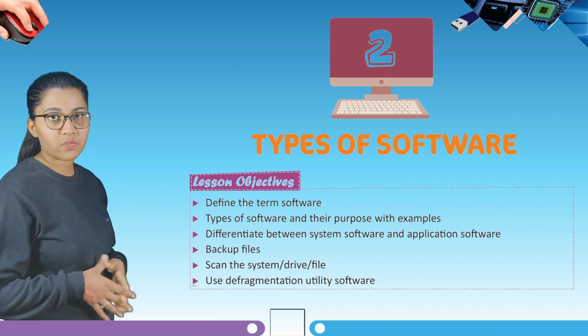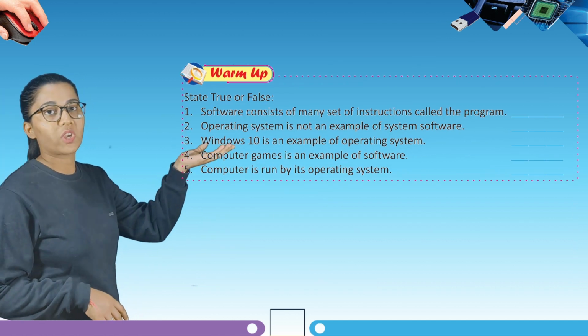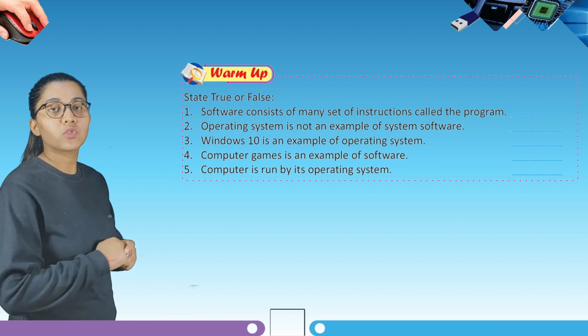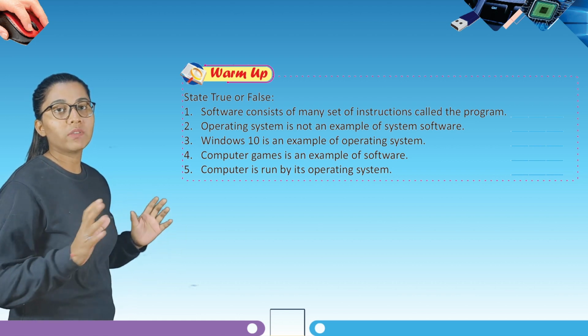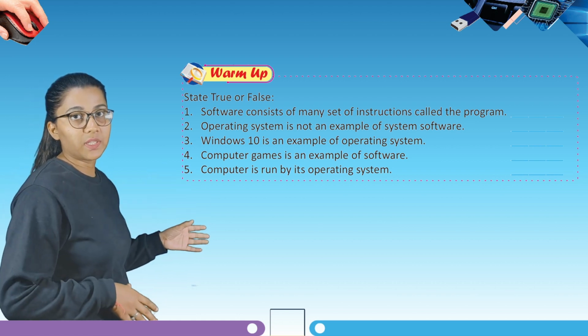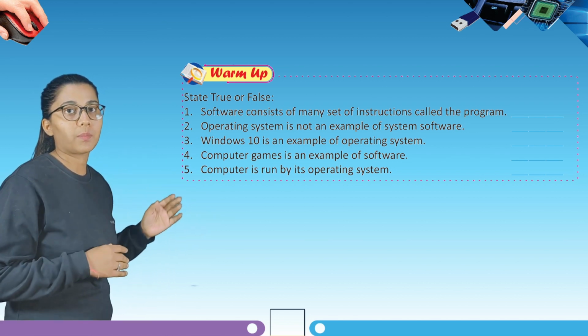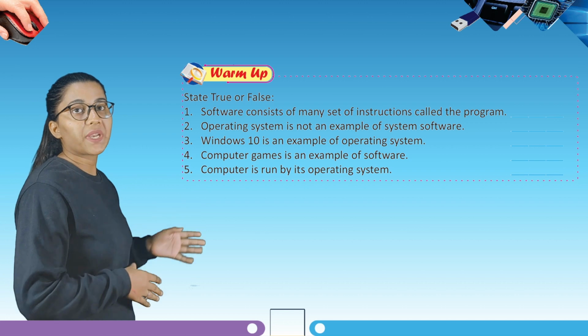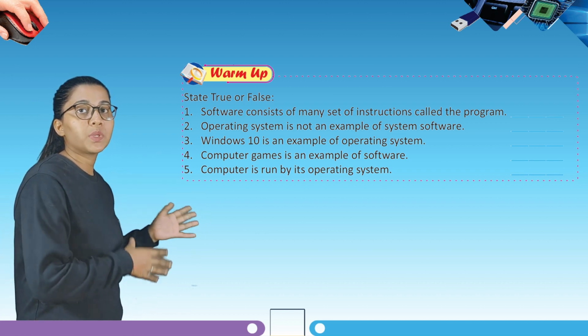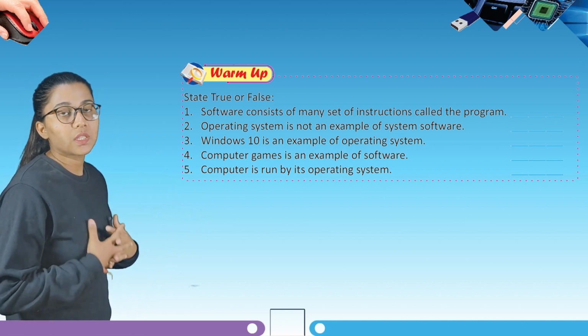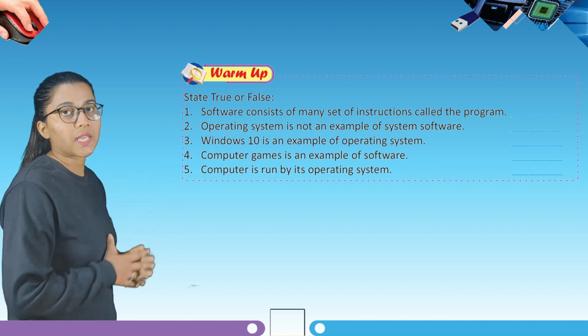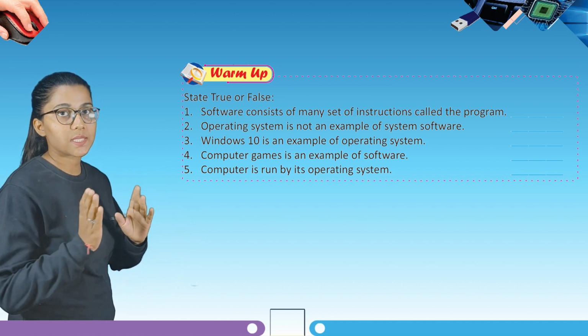Now students, next we have some warm-up questions, that is, state true or false. Our first question is, software consists of many sets of instructions called the program. Now, operating system is not an example of system software. Third is, Windows 10 is an example of operating system.